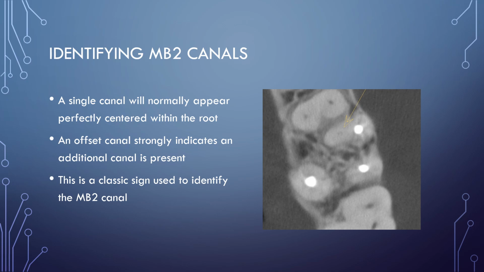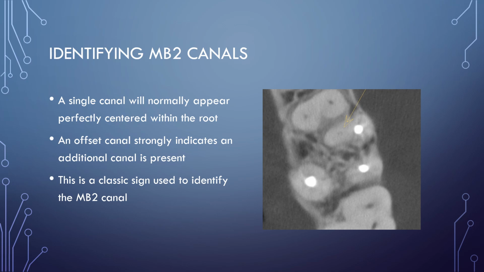To reliably identify a missed canal, such as the notorious MB2 in a maxillary molar, you must learn to read the geometry of the root in the axial plane. When interpreting the CBCT, find the root in question and look at the axial cross-section. A root with a single canal will normally have that canal space perfectly centered within the surrounding dentin. However, if the canal space appears to be offset to one side, for example, shifted heavily towards the mesial or buccal, it is a strong, highly reliable indication that an additional, untreated canal is present within that same root.